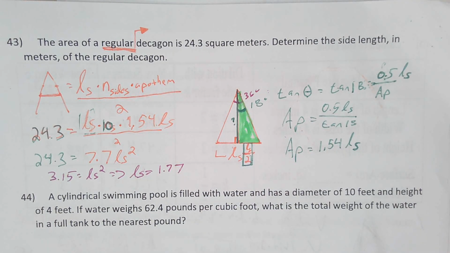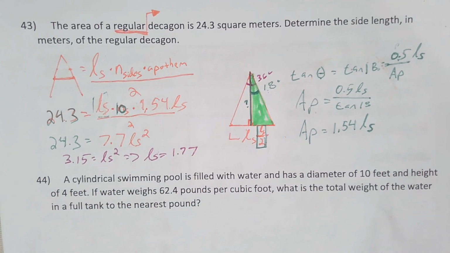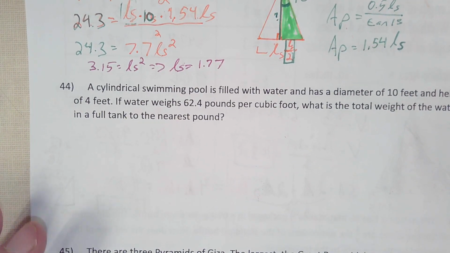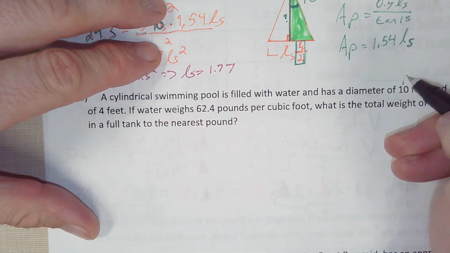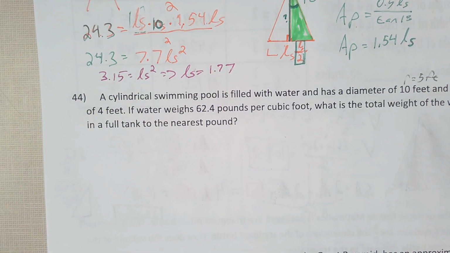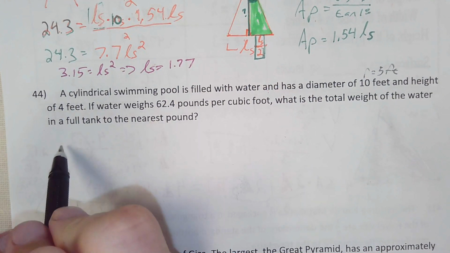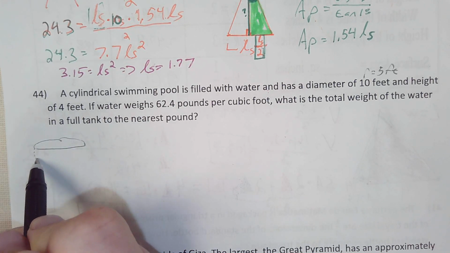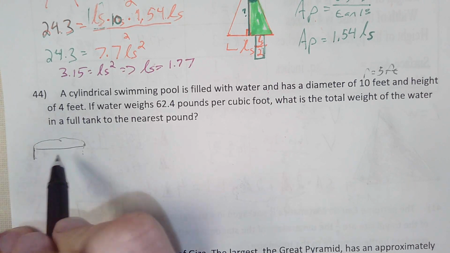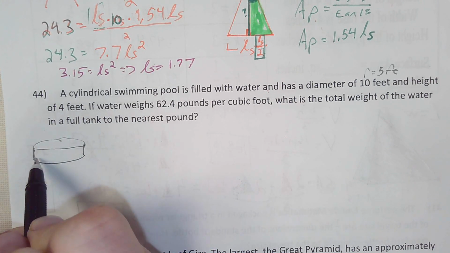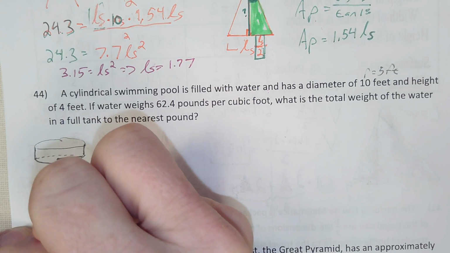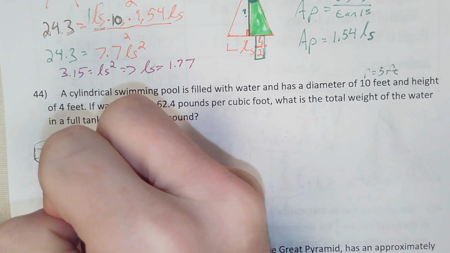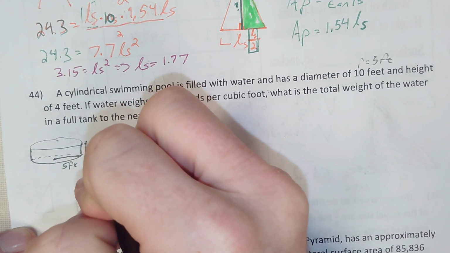All right. Let's move on to number 44. Okay, we have a swimming pool filled with water, has a diameter of 10 feet. So it's a cylindrical swimming pool. It's filled with water, has a diameter of 10 feet, so the radius equals 5 feet. Okay, so let's kind of draw what we got going on. It doesn't need to be dotted like that. Okay, and this radius is 5 feet, and a height of 4 feet.